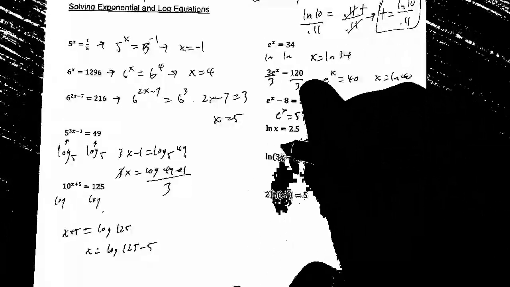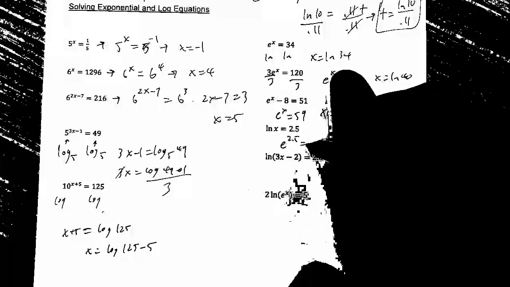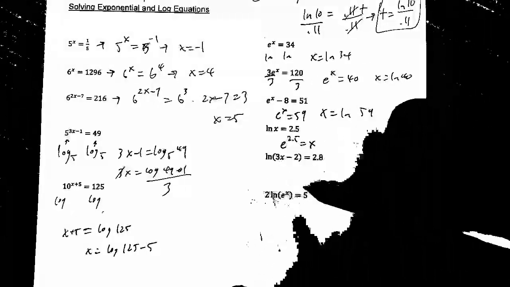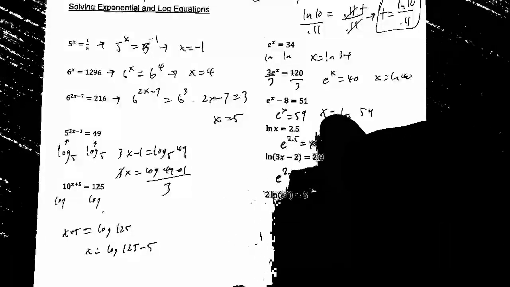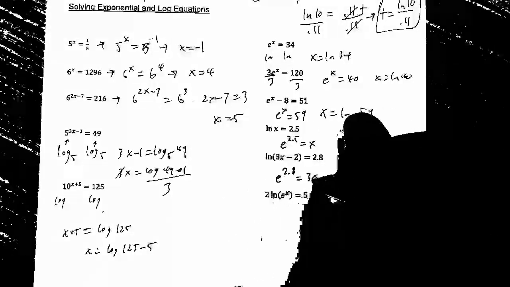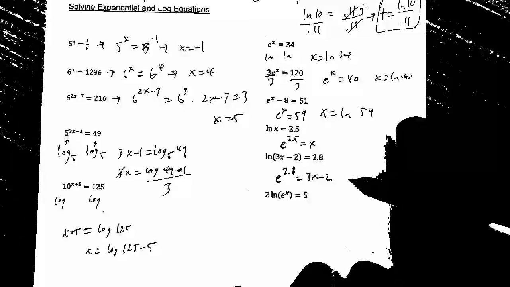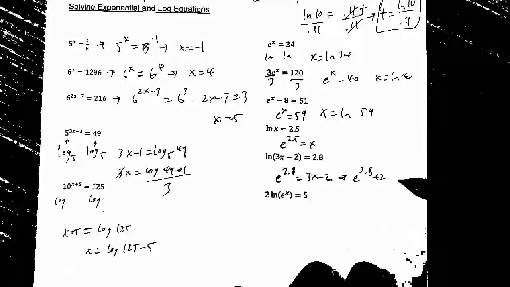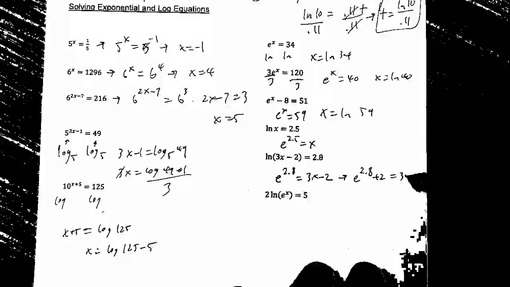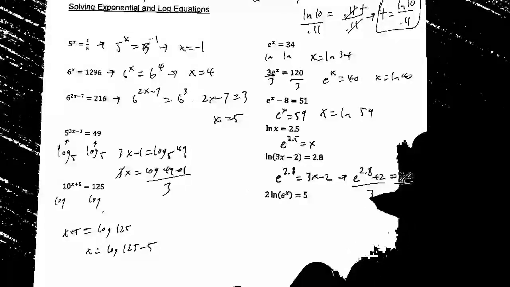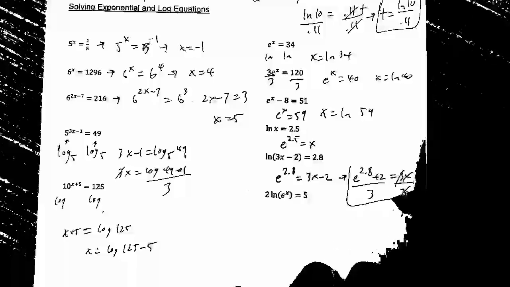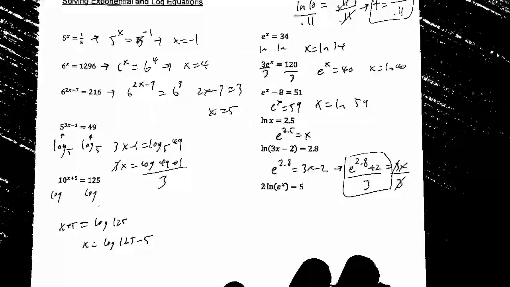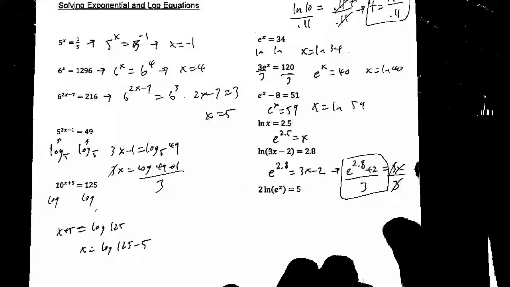Ln x equals 2.5. That means e to the 2.5 equals x. We're just rewriting the log as an exponential. Likewise here, this means e to the 2.8 equals 3x minus 2, and we're just going to get x alone. So we'll get e to the 2.8 plus 2 equals 3x, and then we'll divide both sides by 3, and we have our answer. Am I going too fast?